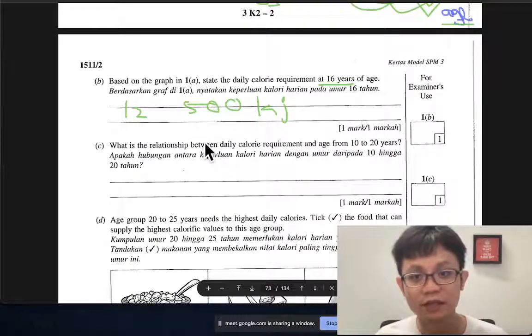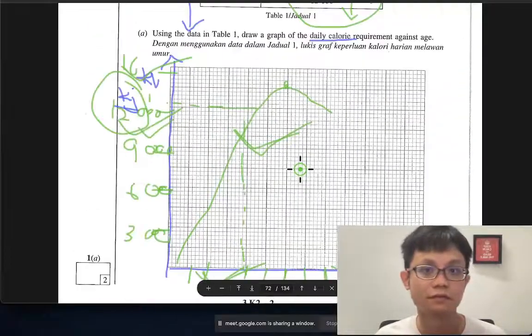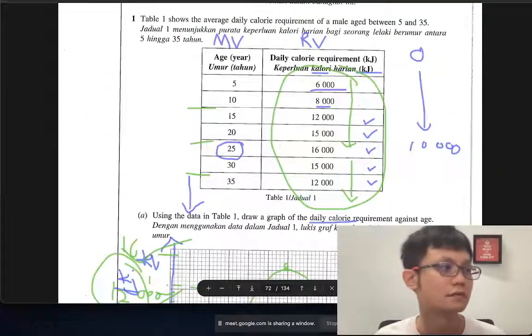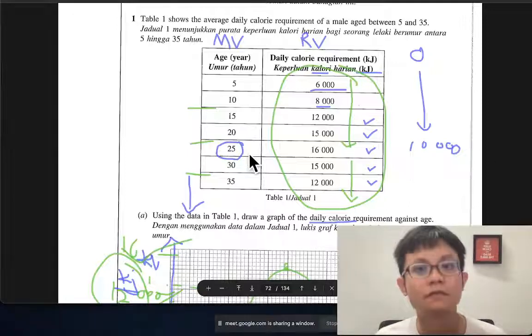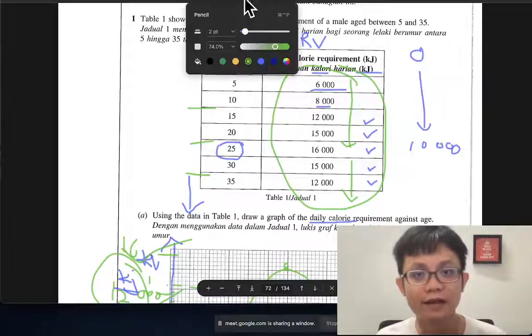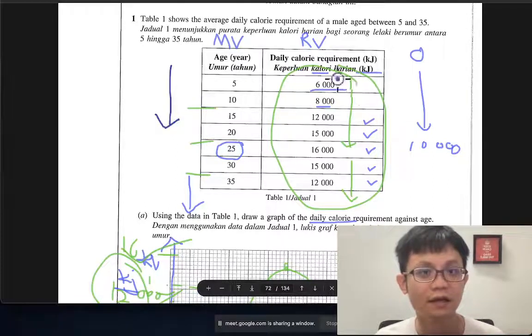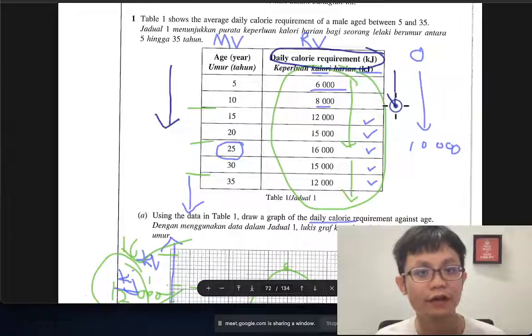What is the relationship between the daily calorie requirement from age 10 and 12? What is the relationship? The bigger the age, the more the calorie requirement. Correct. Okay, so when the age increases, it means that the daily calorie intake requirement will increase.